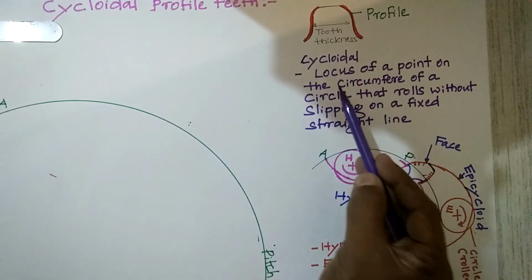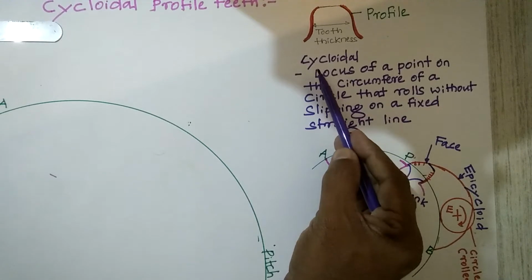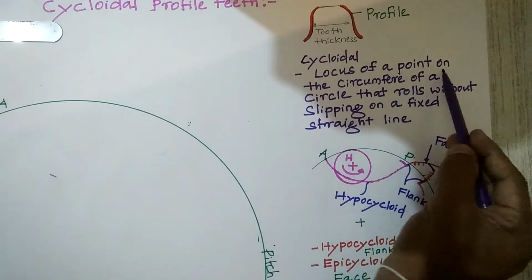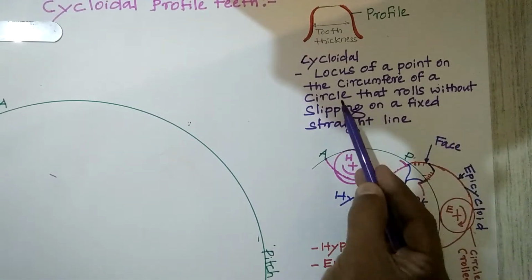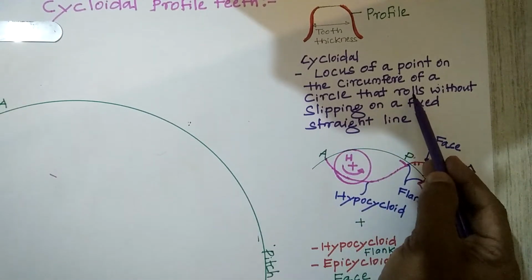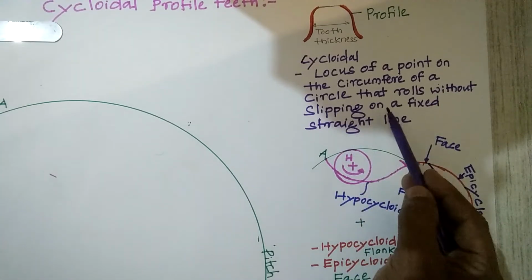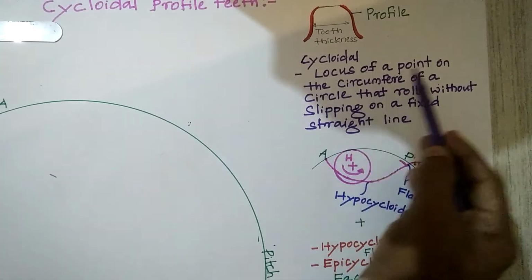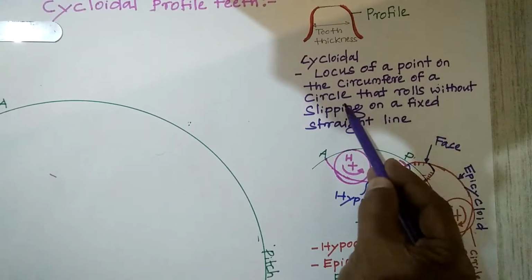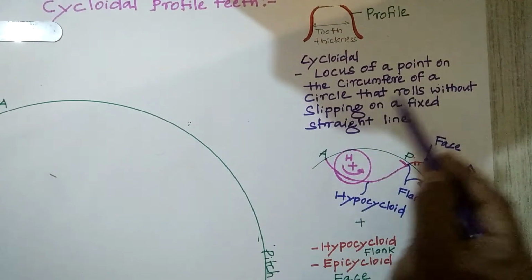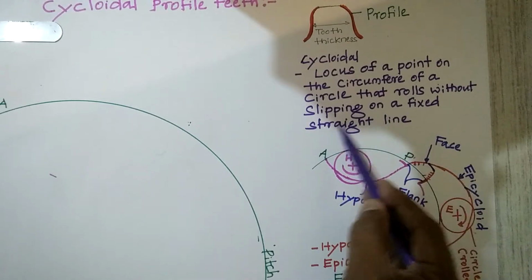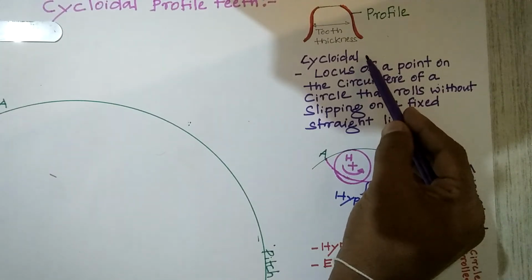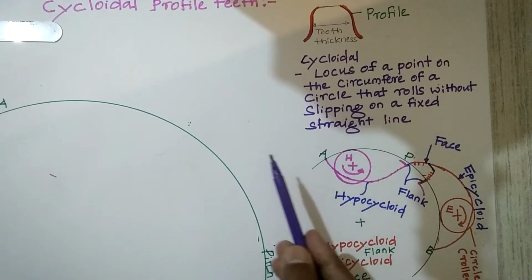Then what is the meaning of the cycloidal? This is the general meaning of the cycloidal. Locus of a point on the circumference of a circle that rolls without slipping on a fixed straight line. Okay. That is, locus of a point on the circumference of the circle that rolls without slipping on the fixed circle or straight line. Okay, I will explain that also. This is a general statement of the cycloidal. Okay, without slipping, I will explain that also here.